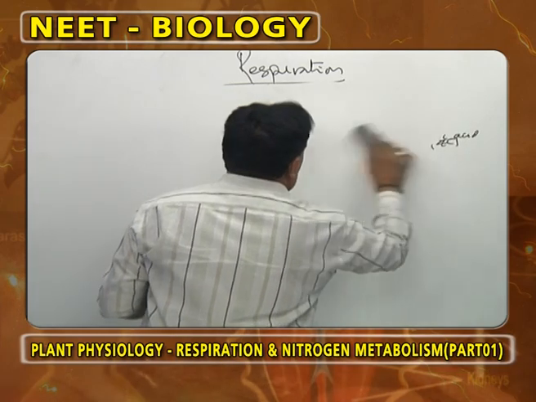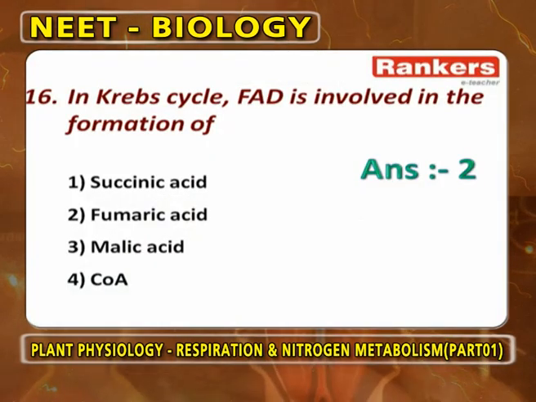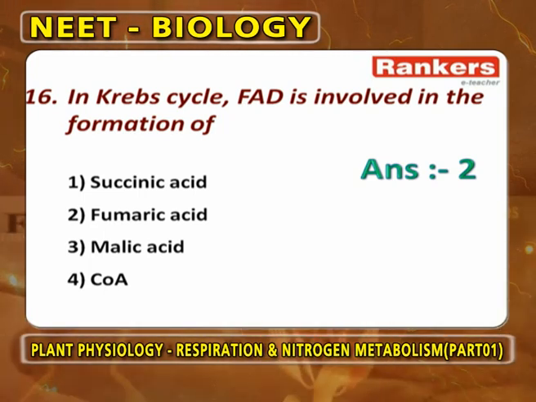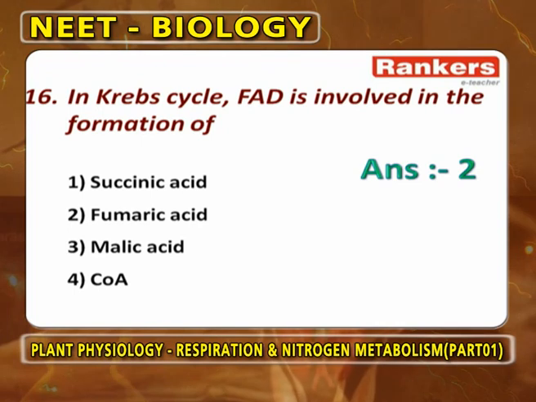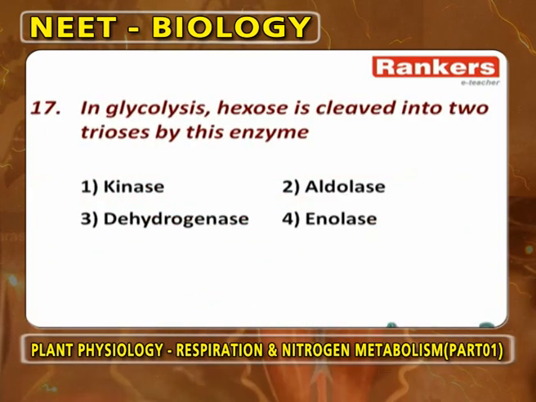is formed. Succinic dehydrogenase is a very important enzyme. It is the only enzyme which is not present in mitochondrial matrix but present in the intermitochondrial space. So, in Krebs cycle, FAD is involved in the formation of fumaric acid, second one.